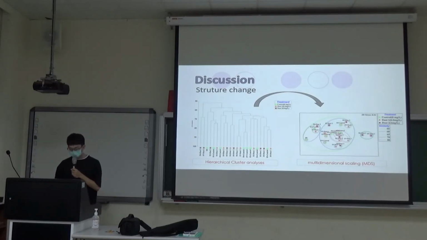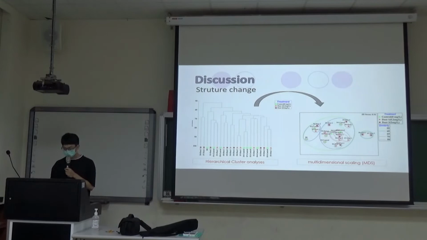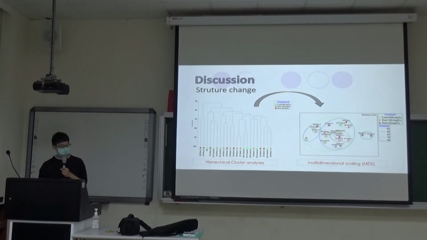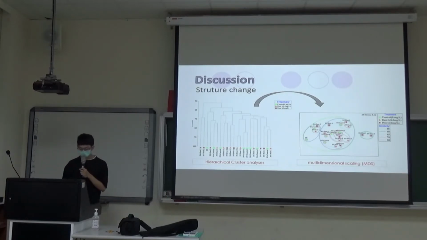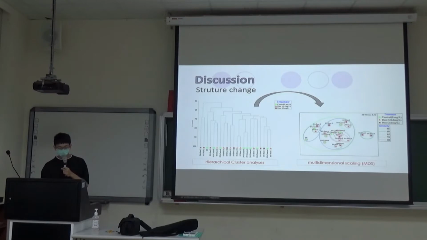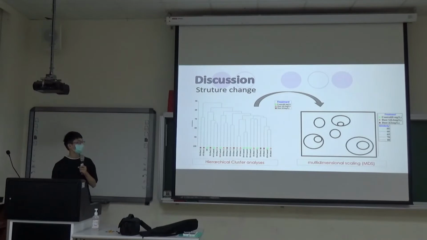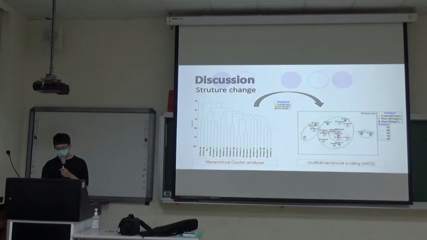And then we talk about structural change. From hierarchical cluster analysis, we can transfer this to the multidimensional scale. In the multidimensional scale, we can see all the species in one circle. If the species are rich, they should be separated by the main circle like this. And this region is almost all in the same circle. It means that in this region the species become single and the diversity is declined.